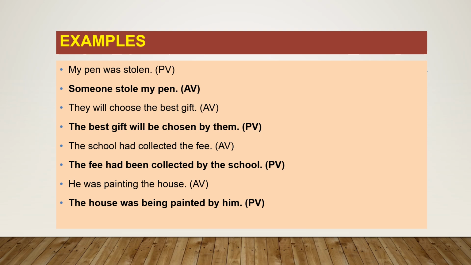He was painting the house. This is the past continuous form. He was painting the house. The house becomes the subject. The house was painting becomes was being painted. That is the past continuous form, passive. Painted is the past participle. He becomes him. So by him, the house was being painted by him.